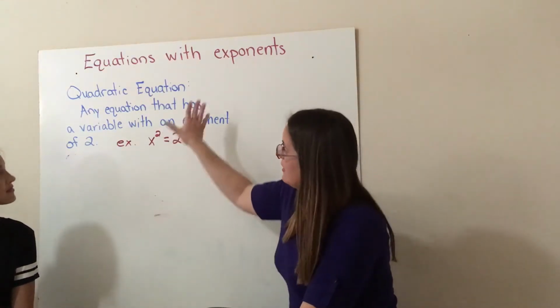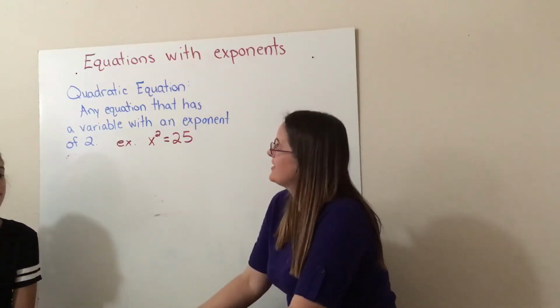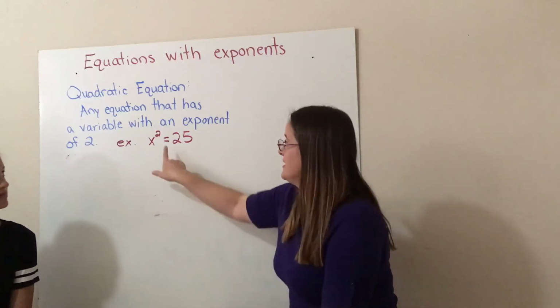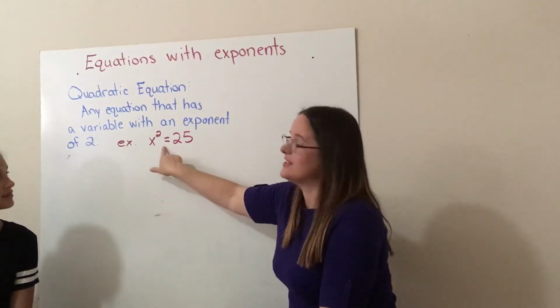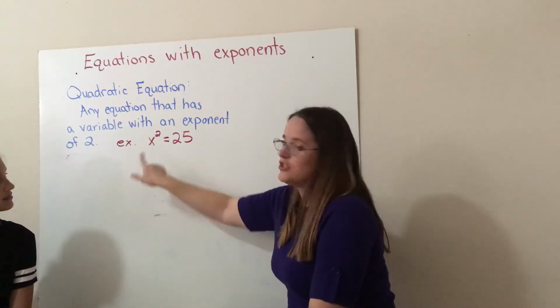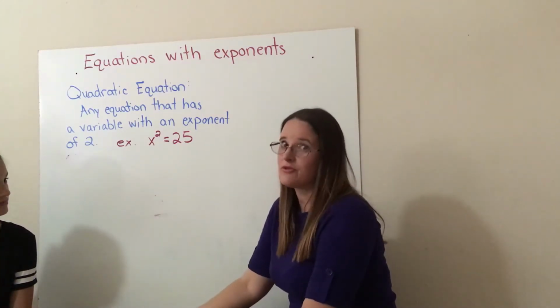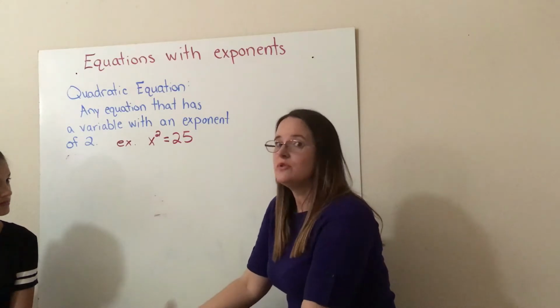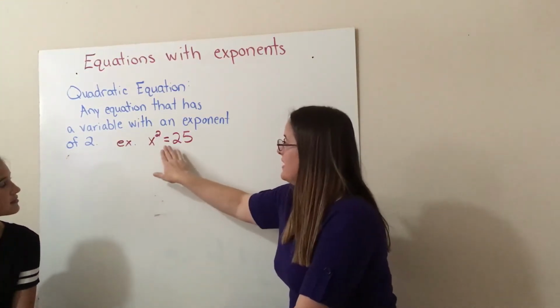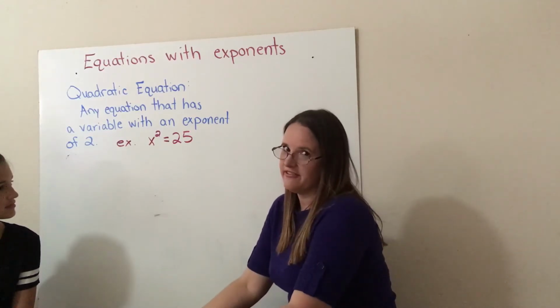So I started out by explaining what a quadratic equation is. Basically, it's any equation. An equation is a number sentence with an equal sign that has a variable with an exponent of 2. Not an exponent of 3 or more, but 2 and only 2. So my first example here is x squared is equal to 25.